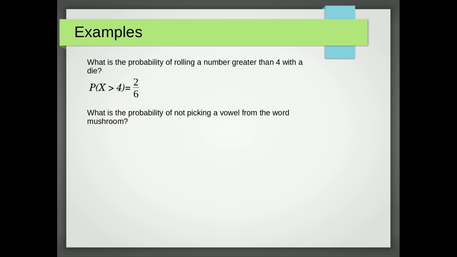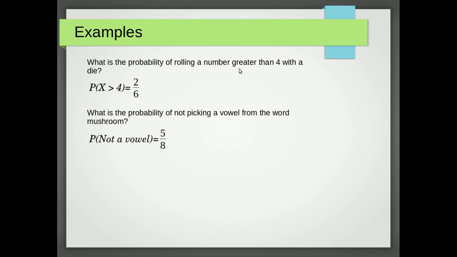Let's look at our next example. It's slightly different. What is the probability of not picking a vowel from the word mushroom? Well, how many of those letters would we consider a success? Well, it's all the ones that are not vowels. So that's the M, the S, the H, the R and the M. So the probability of not picking a vowel from the word is going to be 5 over 8.